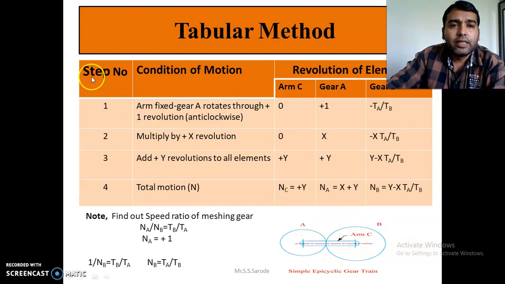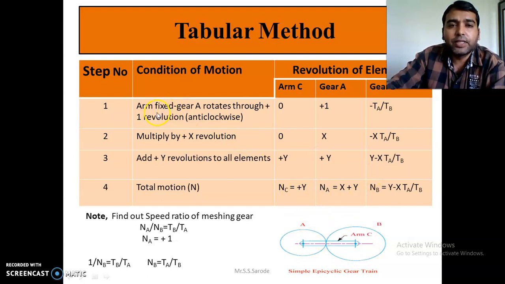So let's start. Step number: there are 4 steps. Condition of motion, that is the assumption. We want to assume some data for solving the numericals. Now with the help of this figure we can plot this table.